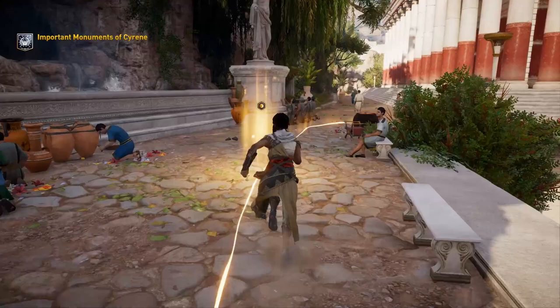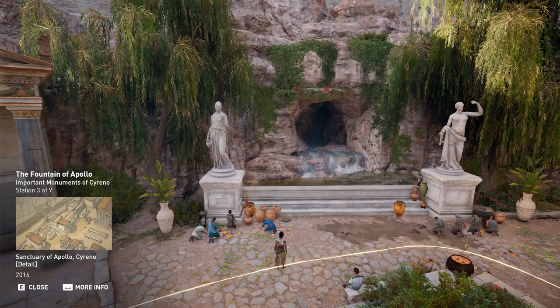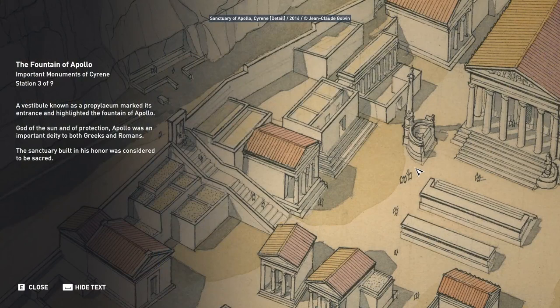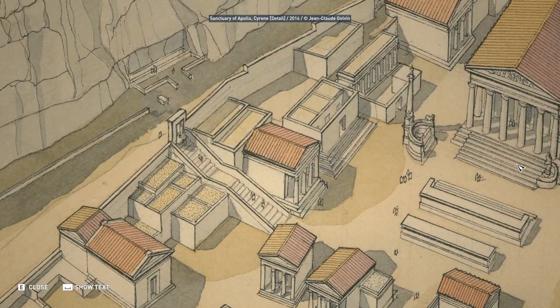A vestibule known as a propylaeum marked its entrance and highlighted the fountain of Apollo. God of the sun and of protection, Apollo was an important deity to both Greeks and Romans. The sanctuary built in his honor was considered to be sacred.